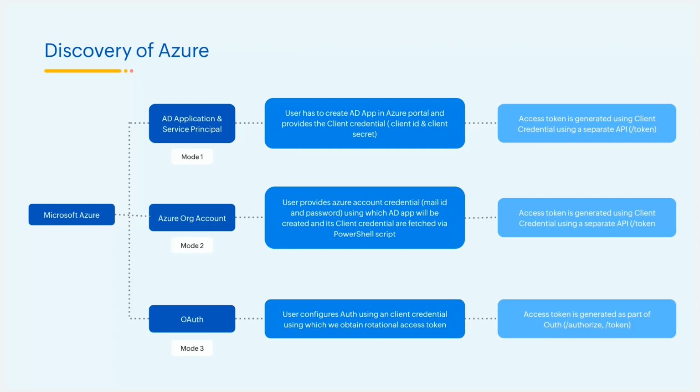Mode 2 is the Microsoft Azure organizational account. With this method, the user provides the Microsoft Azure credentials, which include their email address as well as the password. Using these credentials, an Active Directory application is automatically created and its client credentials are retrieved through a PowerShell script. Similar to the first method, an access token is generated via an API call, and this token is used for authentication and the data retrieval process.